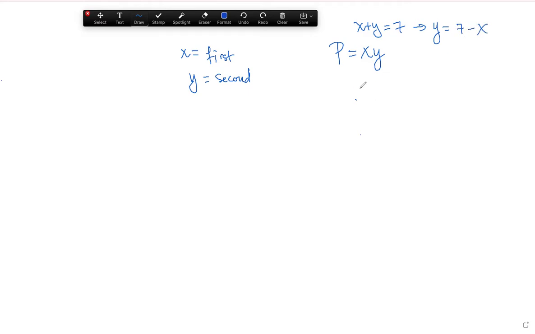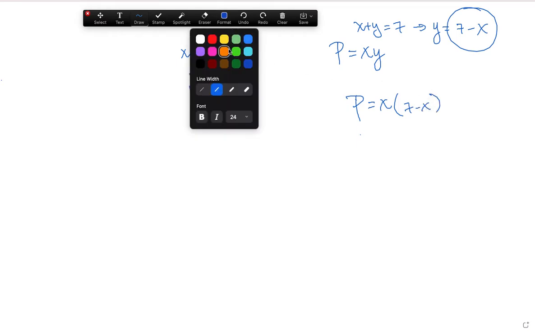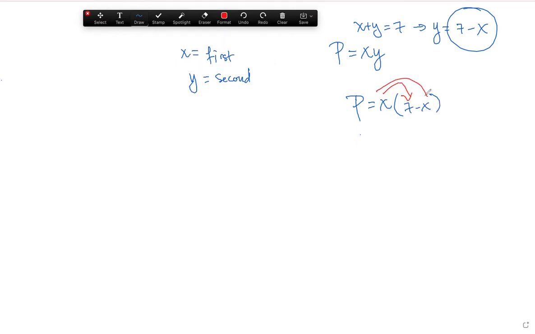Exactly. Beautiful. So now come to the P equation and get rid of Y by substituting what you found when you isolated Y, which is 7 minus X. Now distribute, meaning distribute this X here and there. So what do you get P is?